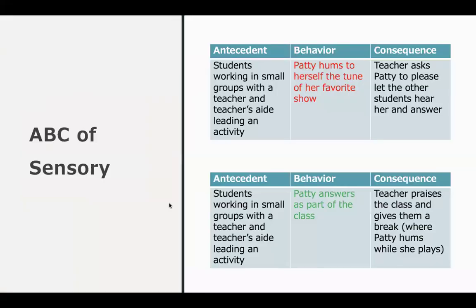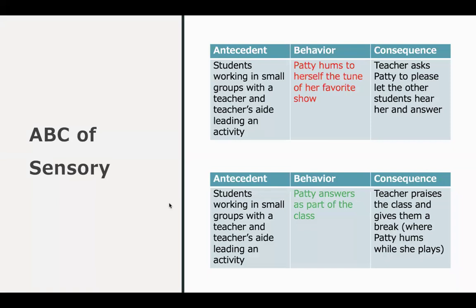So let's go over an example of sensory broken down into ABC. So in our first example, you have students working in small groups with a teacher and a teacher's aide leading an activity. And the student, Patty, hums to herself the tune of her favorite show during these small groups while instruction is being provided. And the teacher's response to her humming is to tell Patty to please let the other students hear her and for her to answer.